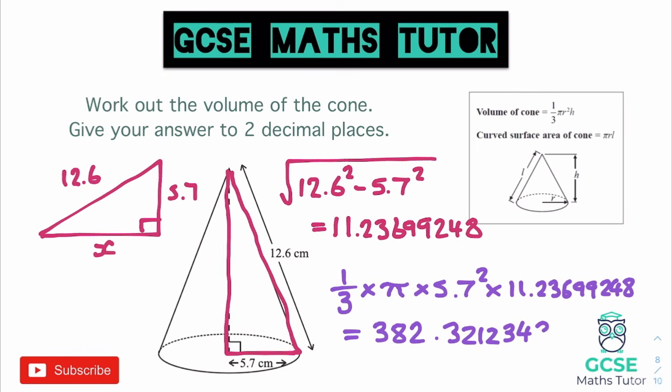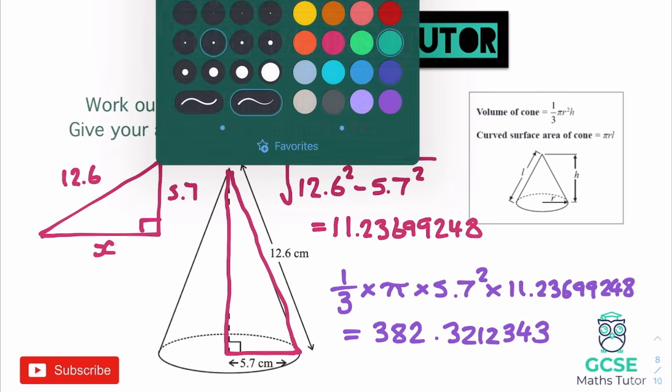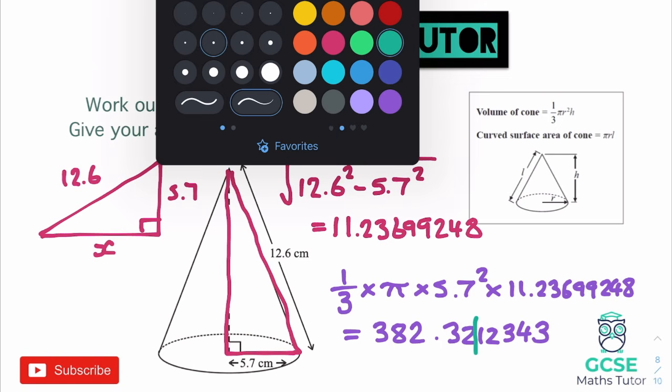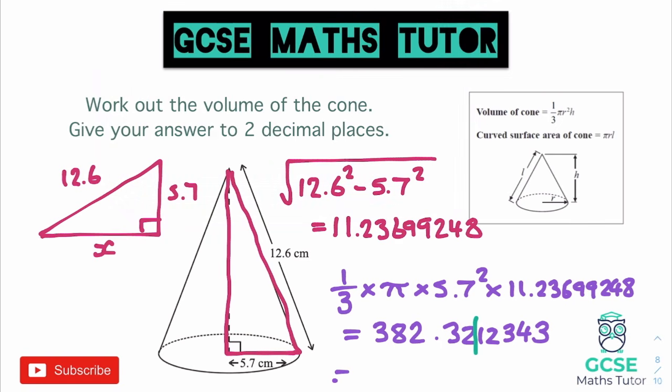382.3212343. And again, finishing this question off, we just need to round it to 2 decimal places, so after the 2, and that is going to give us a final answer of 382.32, volume again, so centimetres cubed. And there we go, there's our final answer. So as you can see, even if we don't have the height, we can use other elements of maths. In this case, we were using Pythagoras to work out that height and therefore work out the volume.